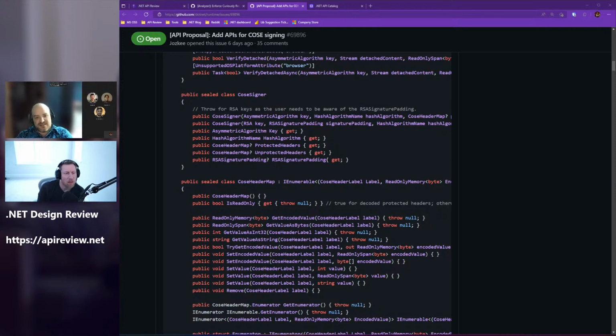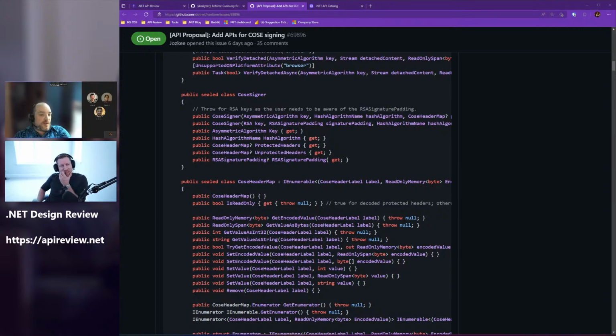I mean, I understand why you have COSE header label, but why wouldn't we just say this is a dictionary of label, comma, let's say read-only memory of byte? Like, it seems we could, and then you could derive from it and just add the other overloads, right?